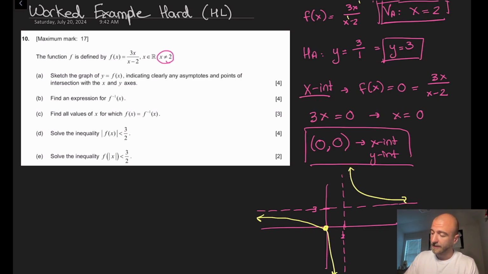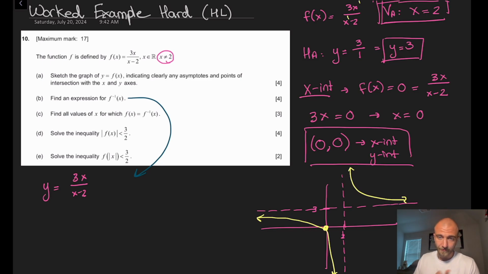Part B, here we go. Let's find an expression for the inverse of f of x, inverse of this function. If we remember from our previous videos, same steps we're going to take. We're first going to rewrite this function as an equation. I'll write y is equal to 3x over x minus 2.